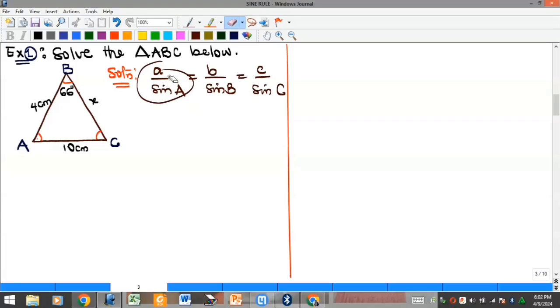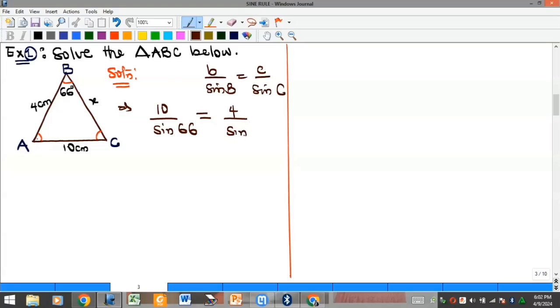Okay, so in other words, we are going to make use of the other two sides, which is b over sine B equal to c over sine C. Of course, we can see our b is given, that's the side facing angle B, and it is given as 10, all over the sine of angle B itself, which is given as 66, and that is equal to side c, which is given as 4, all over the sine of angle C. So we are going to be looking for the value of angle C in this case.